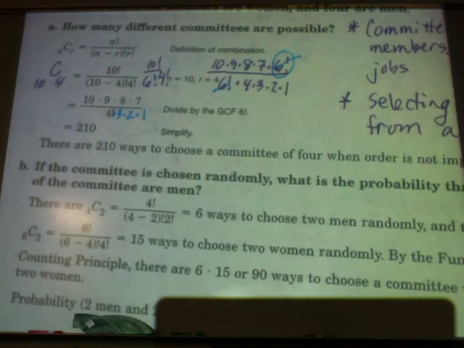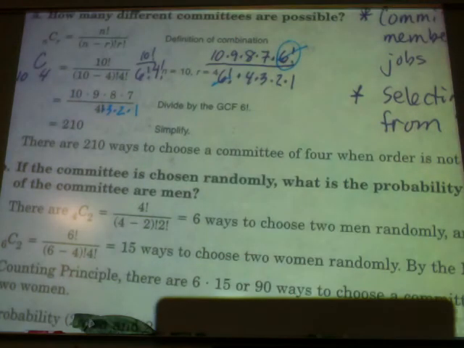Let's see if I can clear that up. Nope, nope, fuzzy, fuzzy. Welcome to my world. There we go.